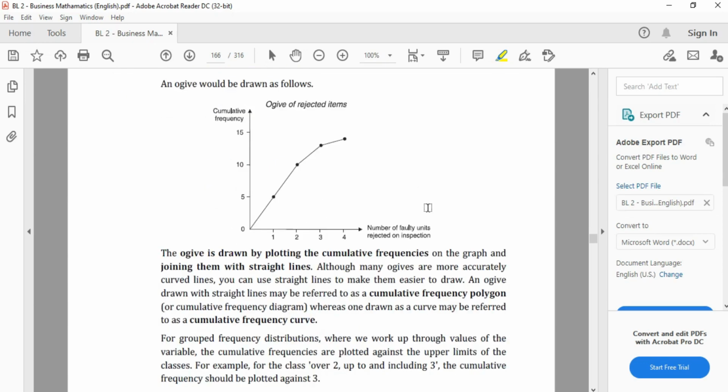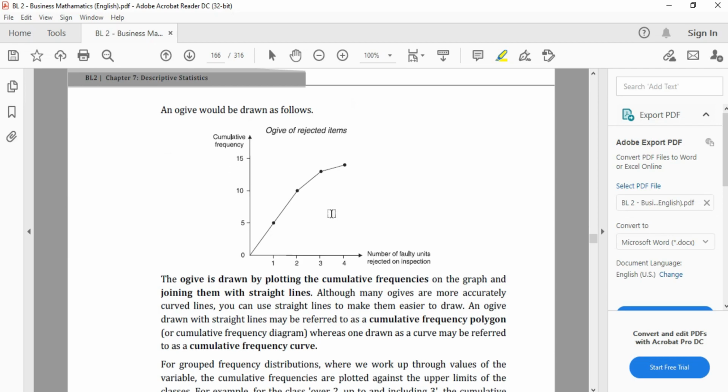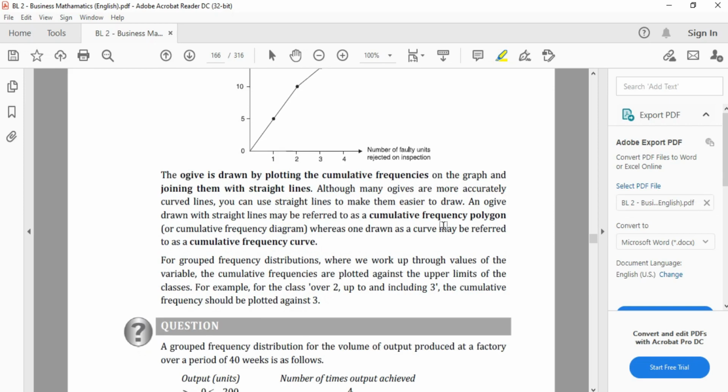Alright, and then they drew the cumulative frequency column straight away. And the thing in ogives is that they draw straight lines between points. See, as you see here, look at the cursor. It is a straight line. They haven't gone as a curve. You see, it's a straight line in between each of the points. Right? Because it's easier. That's the only purpose.